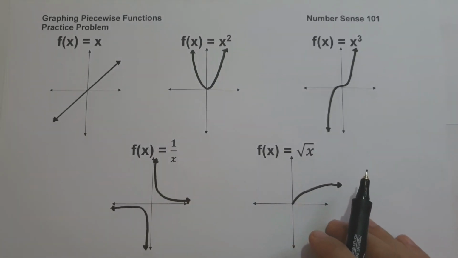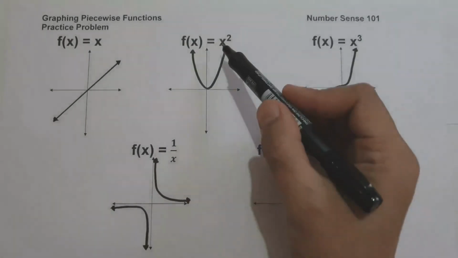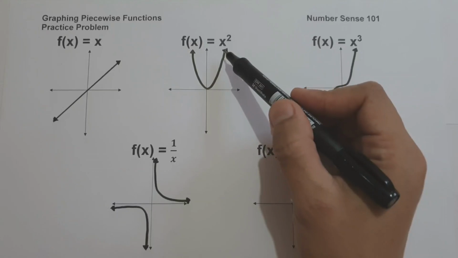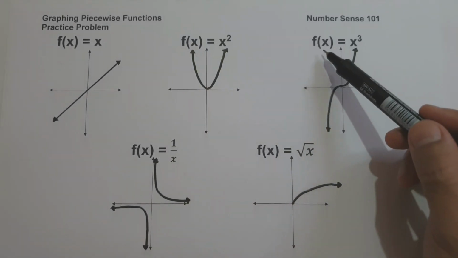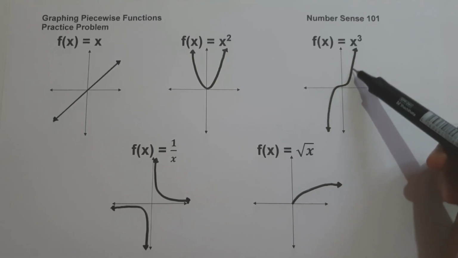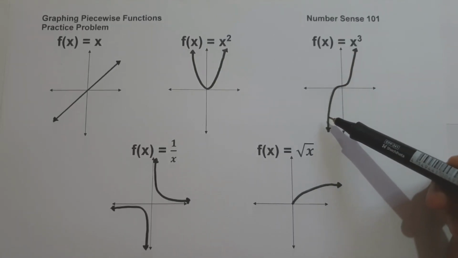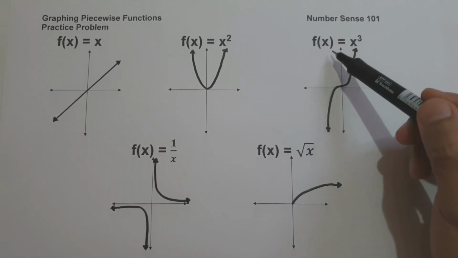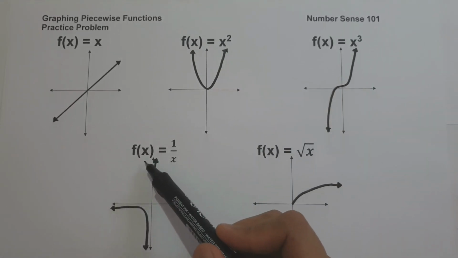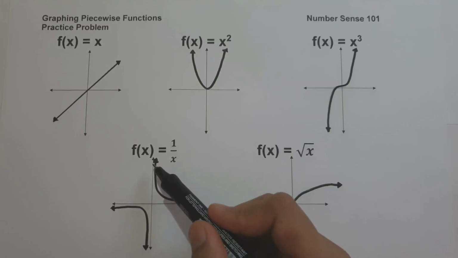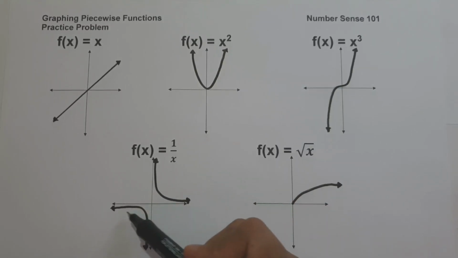And if you are going to have a quadratic function, if it is positive, it opens upward, and if it is negative, it opens downward. And if you have f of x equals x cubed, this will be the graph of x cubed. And if it is negative, it should be on the other side. And if you are going to have f of x is equal to 1 over x, this will be on the opposite side of the graph.